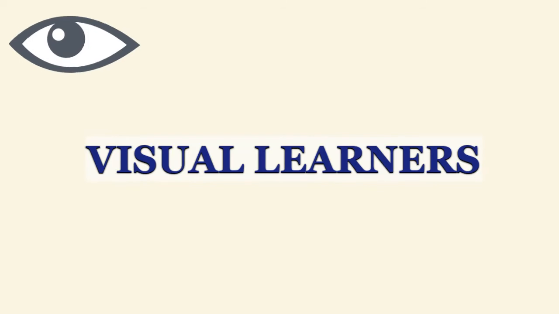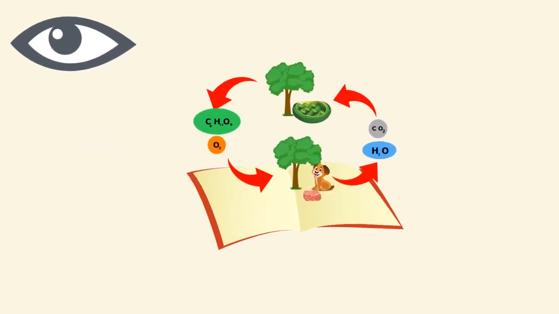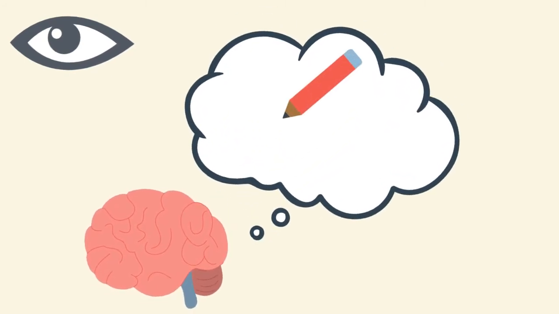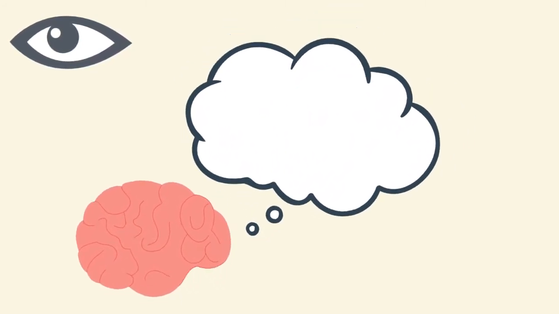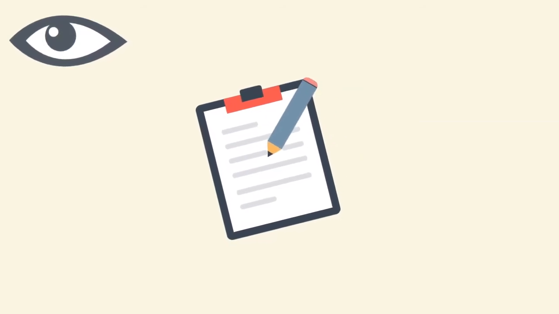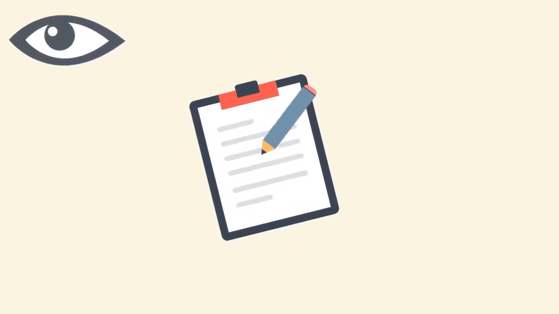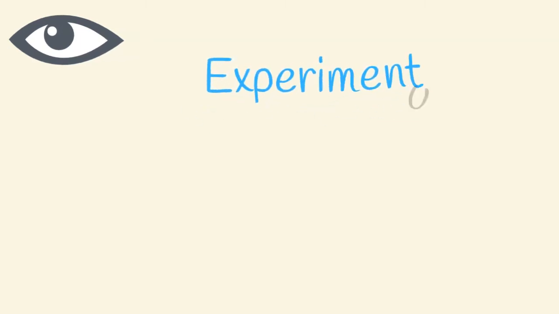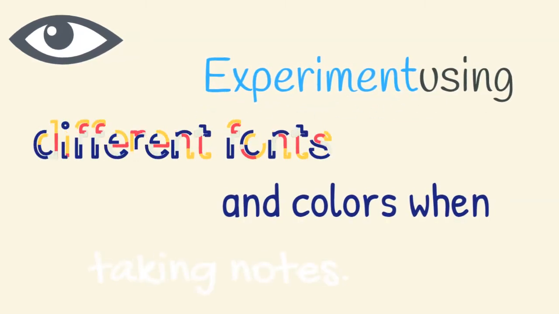For visual learners, give them access to learning materials with pictures and diagrams. Encourage them to draw up their ideas using flowcharts and mind maps. At the end of a lesson or chapter, see if you can get them to summarize the text into one page, to derive a better idea of the whole picture. Experiment using different fonts and colors when taking notes.